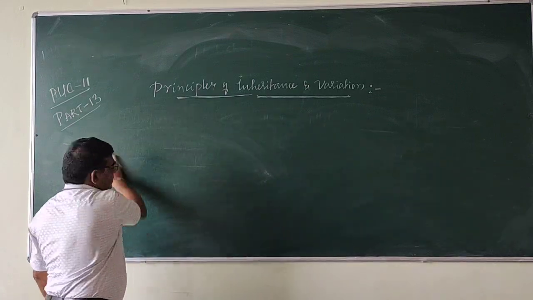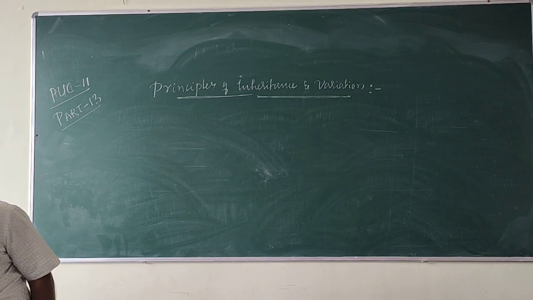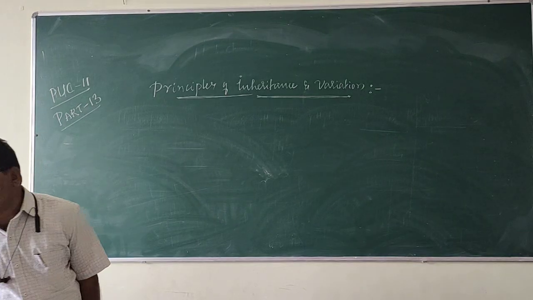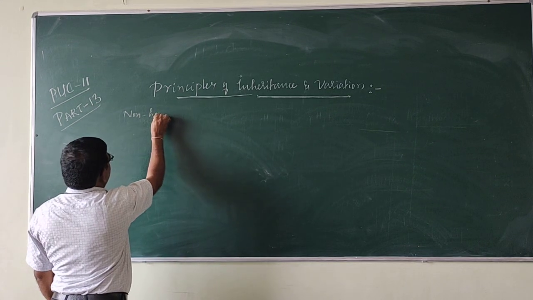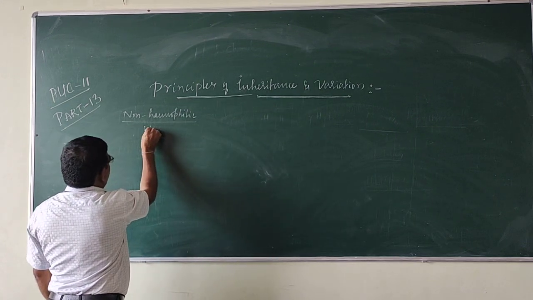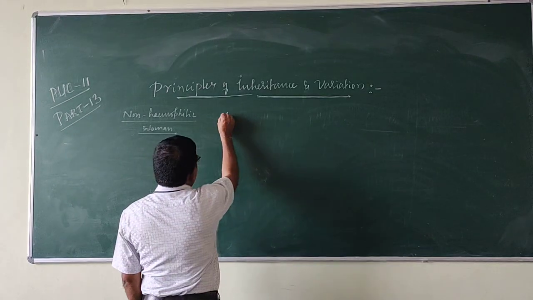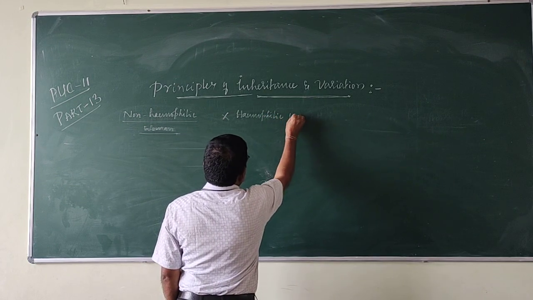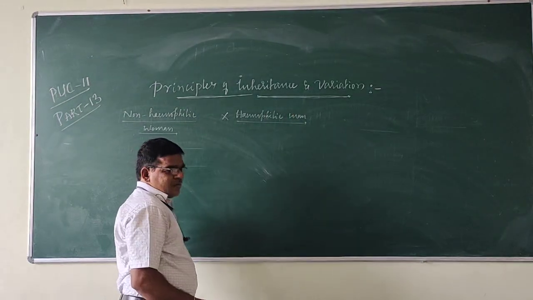Then see, take down the schematic representation. Schematic representation: a non-hemophilic woman crossed with a hemophilic man. Good.